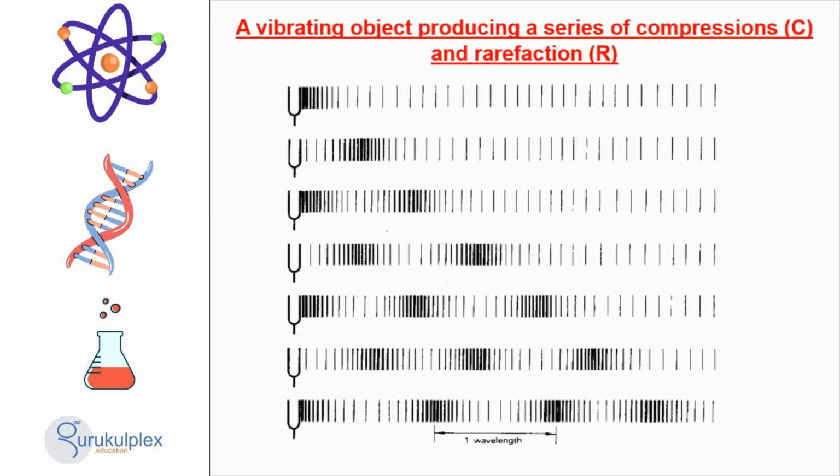An object is seen vibrating in the image, causing a series of air pressure increases, known as compressions, C, and air pressure decreases, known as rarefactions, R. These changes are what we hear as sound and can travel through a medium, like air, and be transmitted from its source to its destination.